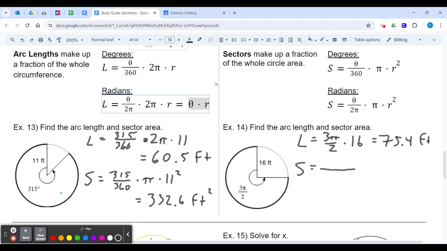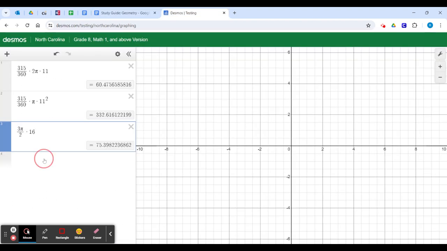Make sure we're careful while typing this into Desmos. This fraction now, 3 pi over 2, is going to be divided by 2 pi times pi r squared, which is 16 squared. So I'll throw this into Desmos because I definitely can't do this on my own. Notice how I'm going to set up the fraction first. I'm going to put 2 pi on the bottom. Then I'm going to go up top and set up that other fraction. So I got 3 pi over 2 up top.